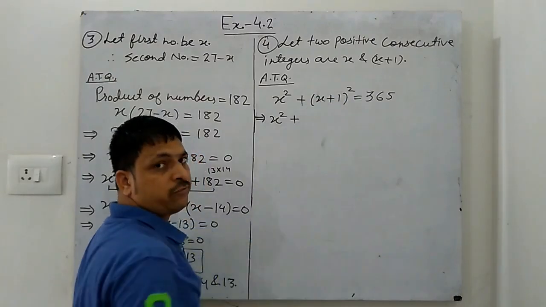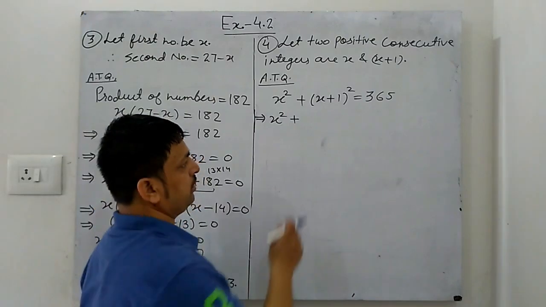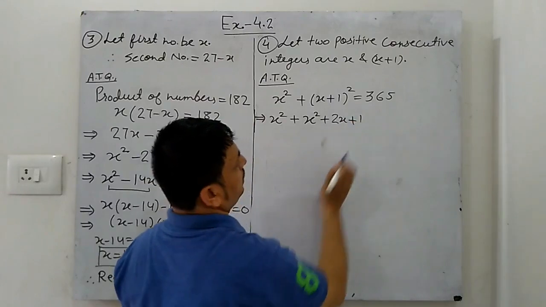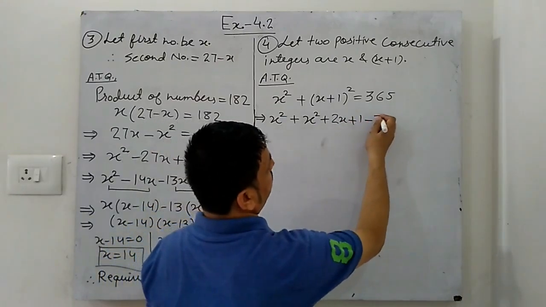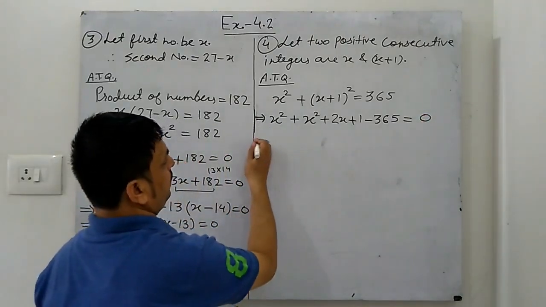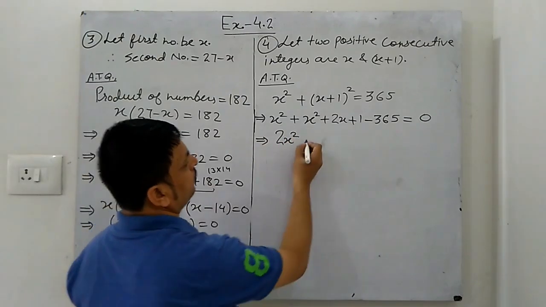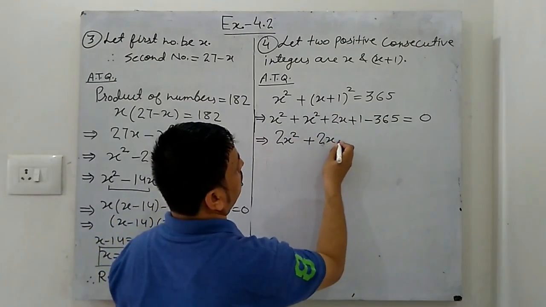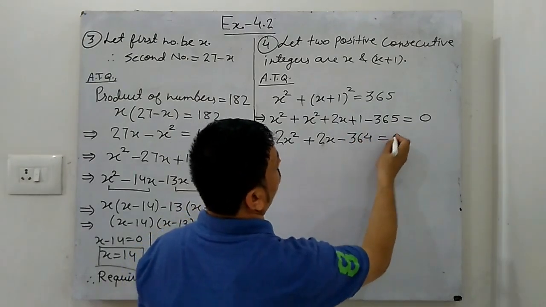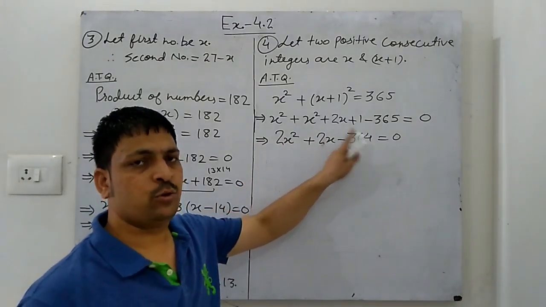x plus 1 whole square can be expanded by applying the property a plus b whole square, which is a square plus 2ab plus b square. This 365 can be shifted to the left side, equal to 0. Now solving, x square plus x square will be 2x square plus 2x, and 1 minus 365 will be minus 364. You can see 2 is common in all three terms.